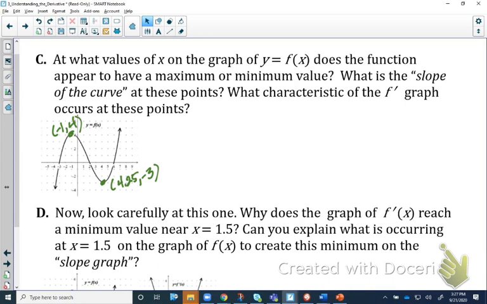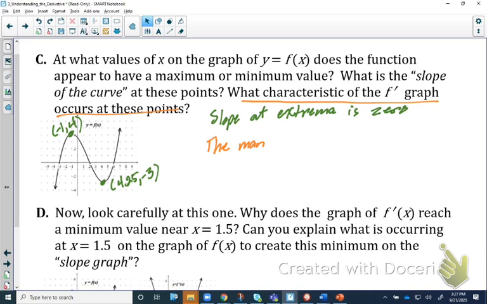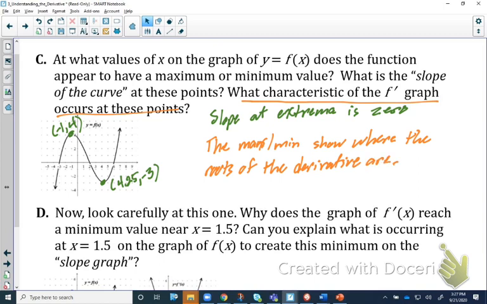Well, we established the maximum and minimum values. The slope of those curves, the slope at the extrema, local extrema, is 0. And what characteristic of the derivative occurs at this point? So let me illustrate that one in a different color. We're answering this last one here in orange. The max and min show where the roots, zero solutions, whatever you want to say, of the derivative are going to be.